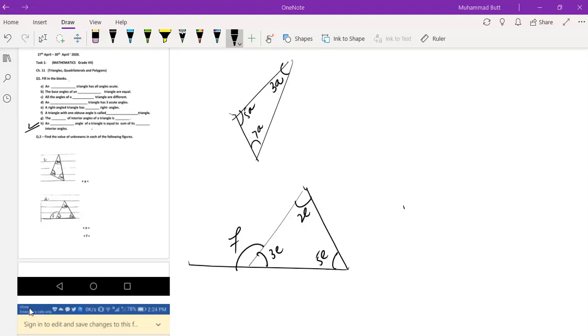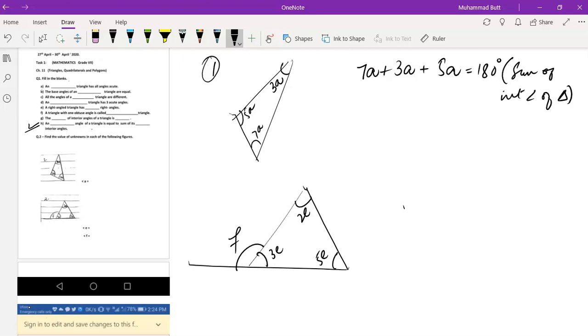The first figure shows the interior angles of the triangle, and these angles are 7A, 5A, 3A. We know the property of the triangle, that the sum of the interior angles of the triangle is equal to 180 degrees. So we'll add all these interior angles equal to 180 degrees, and we have to write the reason over here: sum of interior angles of a triangle.